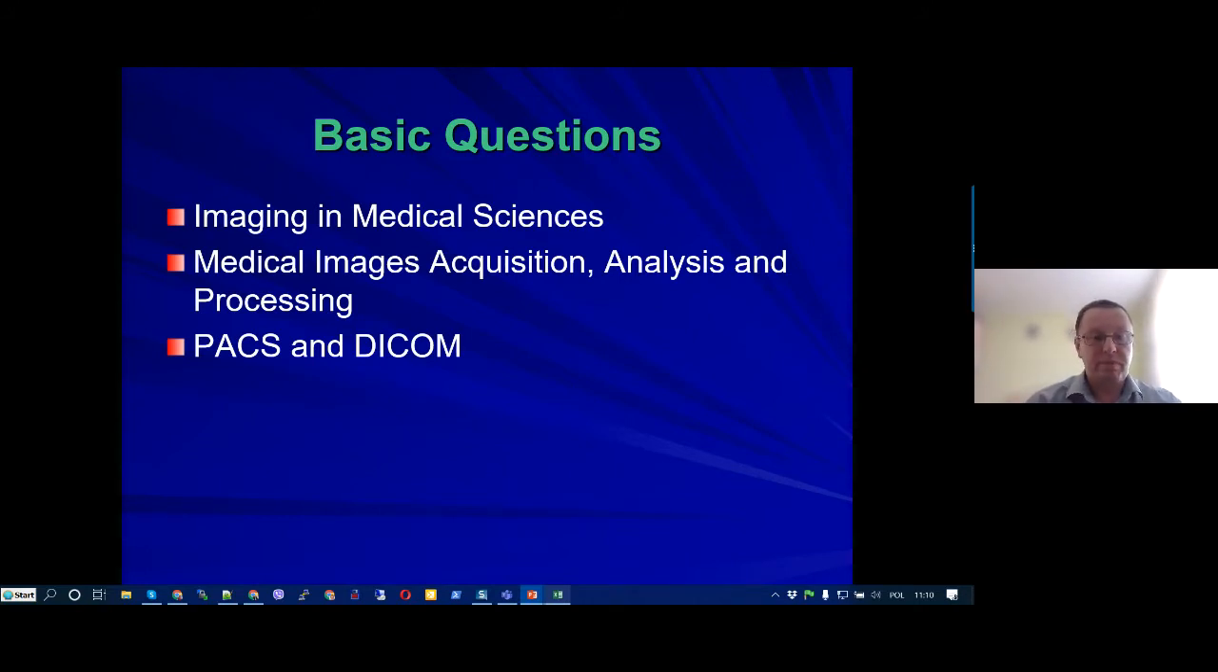Okay, three major questions I will try to present. First, what is imaging and the place of imaging in medical science. Then I will give a short recap about the principles of medical image acquisition, and introduce the question of analysis and processing and the mathematical and theoretical background of this process. Finally, we will talk again about information technology implementation, the picture archiving and communication system, and imaging standards like DICOM. So now let's go to the first question of the lecture.